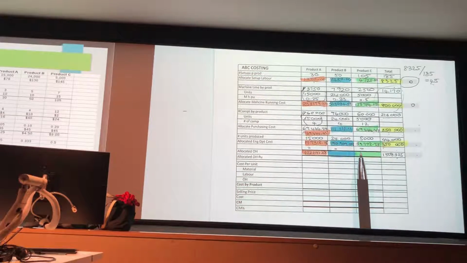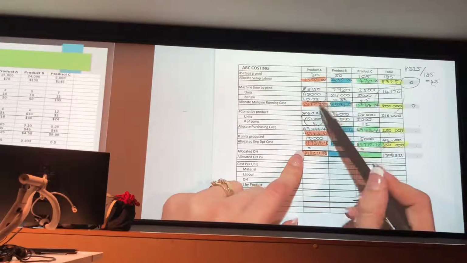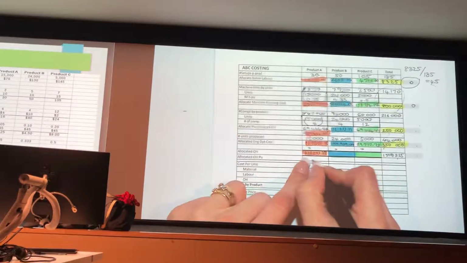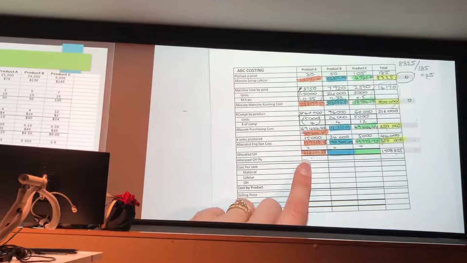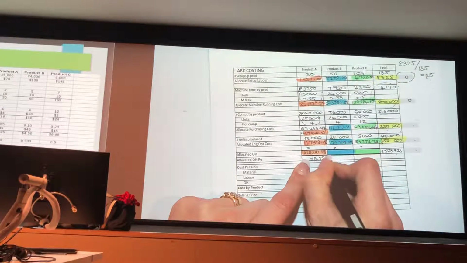If I was to ask you what is the overheads per unit for product A, what would it be? Well, you don't know. So now you've got it divided by the amount of products. So 428 divided by your 15,000 units provides us with an answer of 28.55, that is correct.